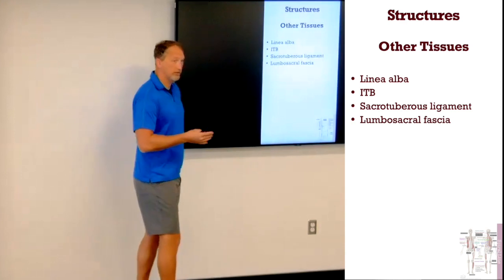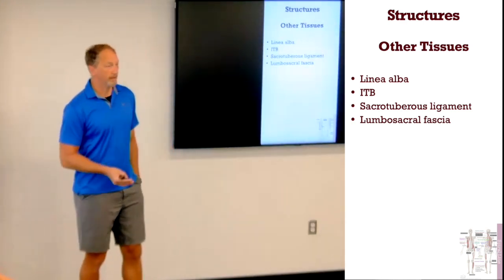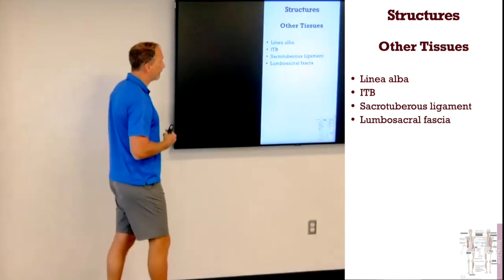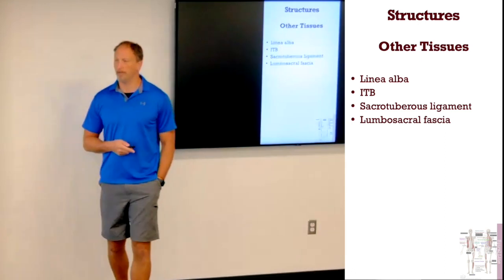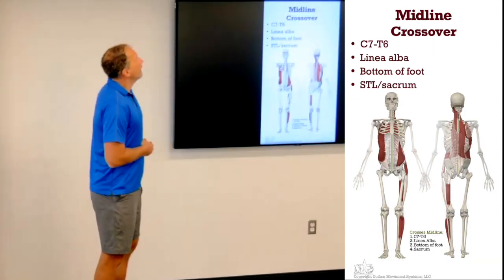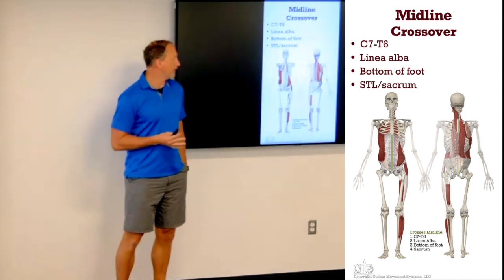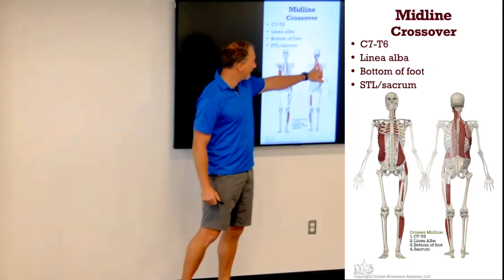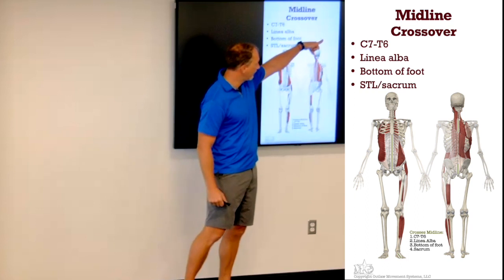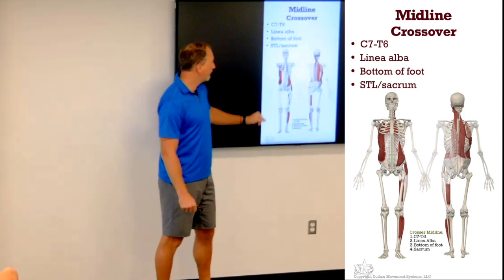Sacrotuberous ligament, we talked about that one before in the superficial back line. Same thing. It transmits forces through there, and then we once again come up into the lumbosacral fascia, the fascia of the low back. This is the first line where we actually cross midline, and we cross midline at 4 different points. First place we cross midline is C7 to T6, the lower cervical, upper thoracic area, where we go from the splenius muscles down into the rhomboids. So that's our first point of crossing midline.